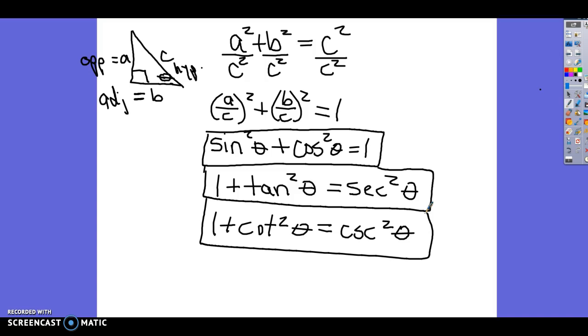Okay, so these are very important. These are known as your Pythagorean identities. So I would write these down. We're going to use these to do some problems.